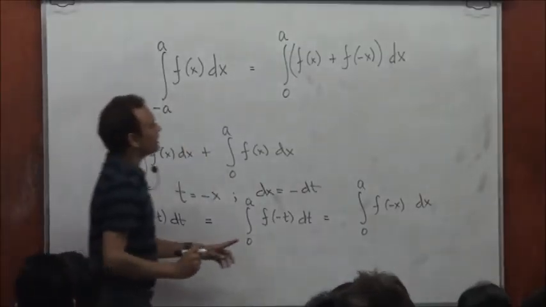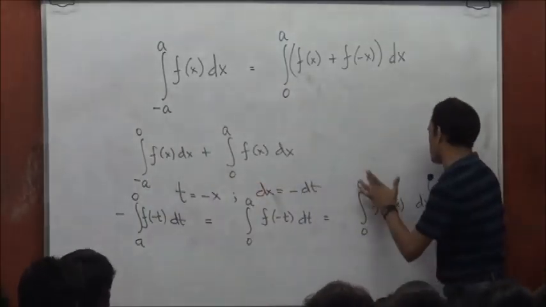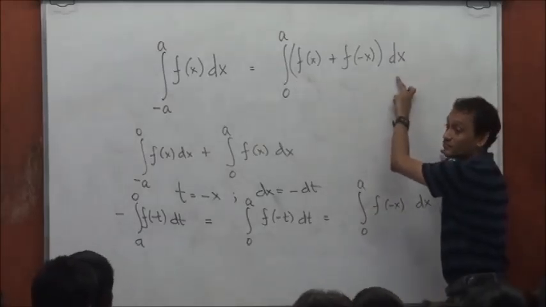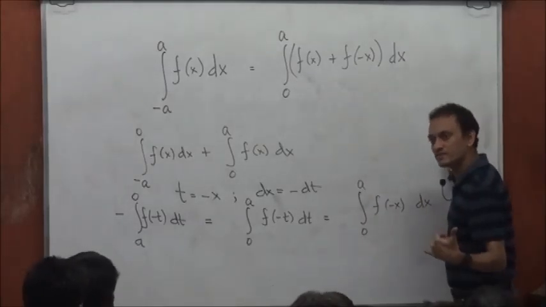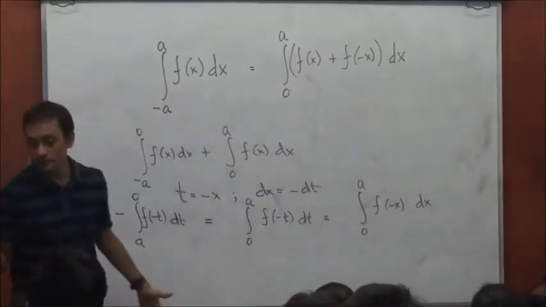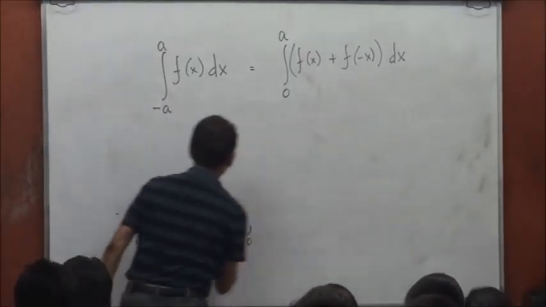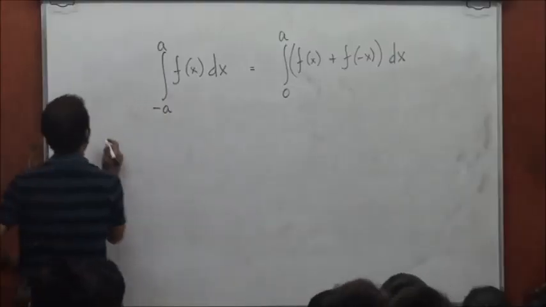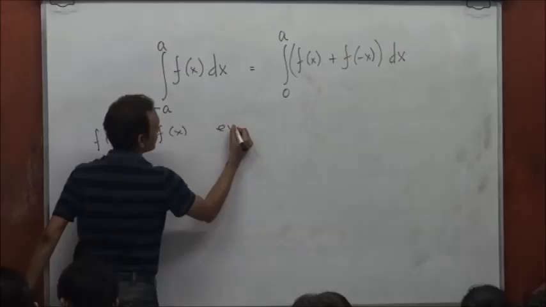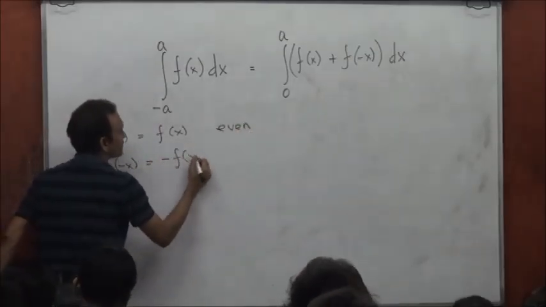So very clearly, this expression, minus a to 0, is like 0 to a f of minus x dx, which then brings us directly to this result. Very useful result. Almost as useful as the previous result. You know what even functions and odd functions are? Even functions are those for which f of minus x is fx. Odd functions are those in which f of minus x would be minus fx.